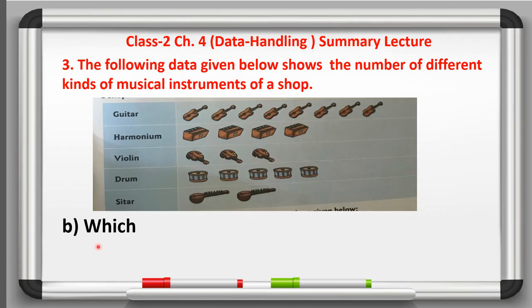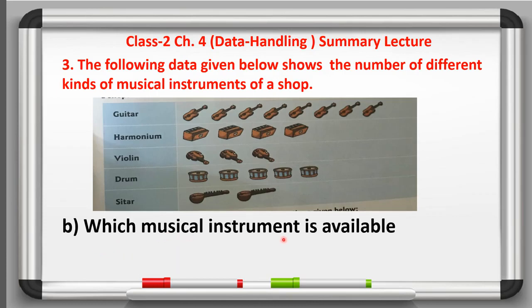B part. It is given which musical instrument is least in demand. Least means सबसे कम, यानी कि लोग उसकी डिमांड सबसे कम करते हैं. तो जो सबसे कम नंबर में होगा that is least in demand. So here that is सितार, क्योंकि सितार कितने हैं? Only 2. So here we will write the spelling of sitar, SITAR, sitar.